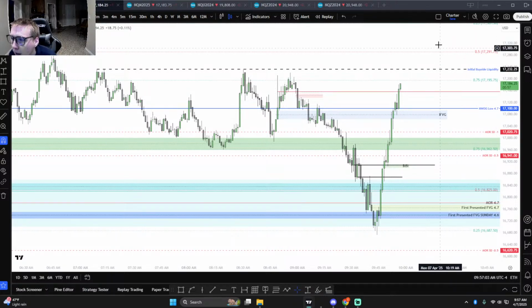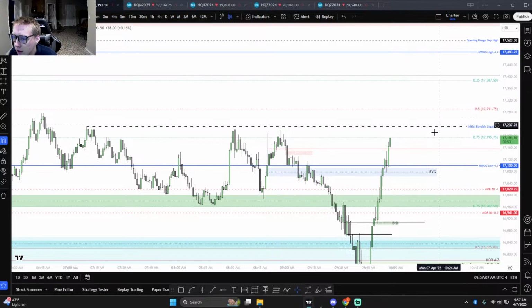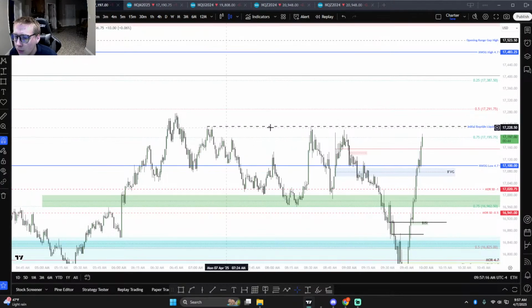0.75 of the new week opening gap high to low. The reason why I have the quadrants on it is because it's such a large new week opening gap. Okay, this could be another partial here. Majority probably come off here at this initial buy side.